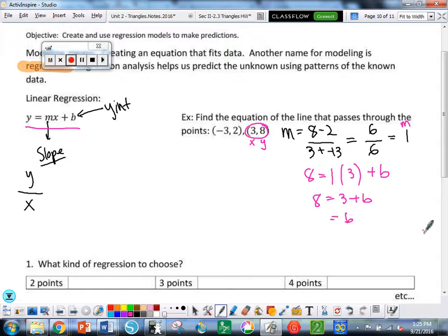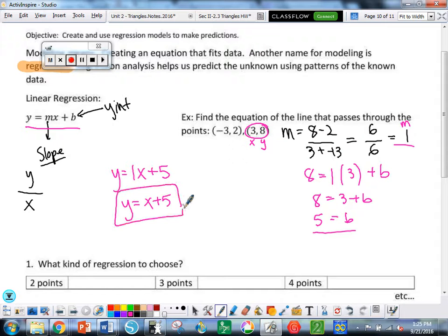B equals 5. Now what would I do with the 5 and what would I do with the 1 to write my equation? Go back over here. The general format, y equals slope 1 x plus b 5. We don't really like the 1 there. This would be the equation of the line that passes through those 2 points.